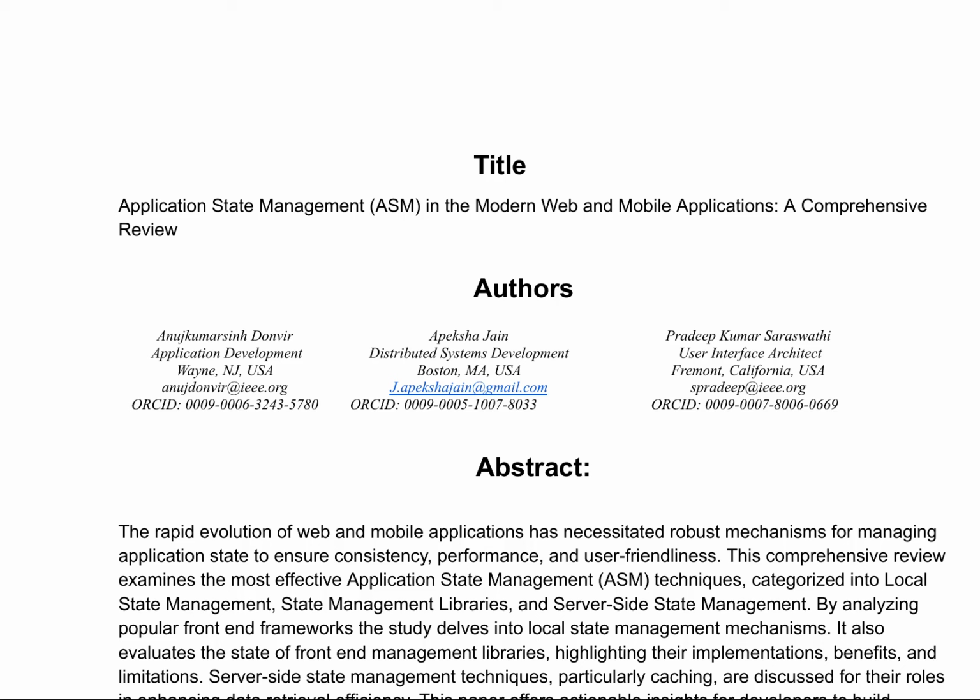ASM involves managing data and user interactions throughout an application's lifecycle, defining the stages of initialization, execution, and termination. It streamlines an application's data and mutations, making the data predictable at various stages of the lifecycle. This predictability enables all parts of an application to access this data when required, presenting it to the user and ensuring consistency and responsiveness. The study analyzes popular front-end frameworks, delving into local state management mechanisms.